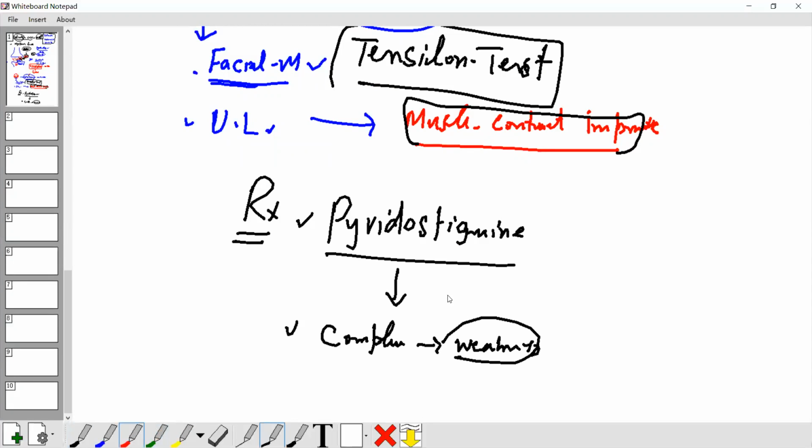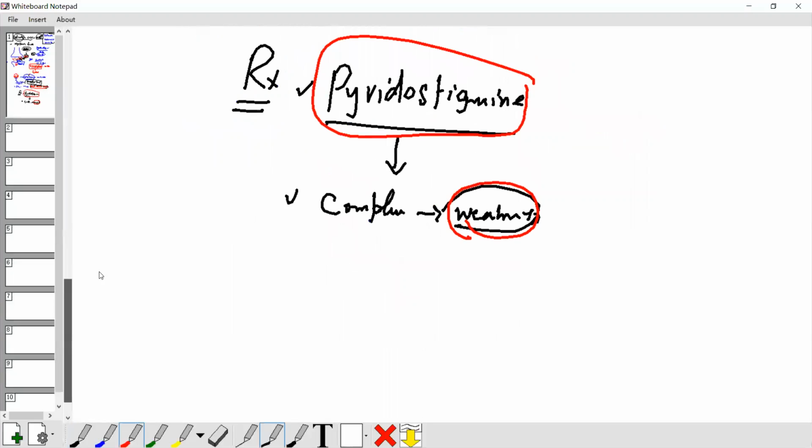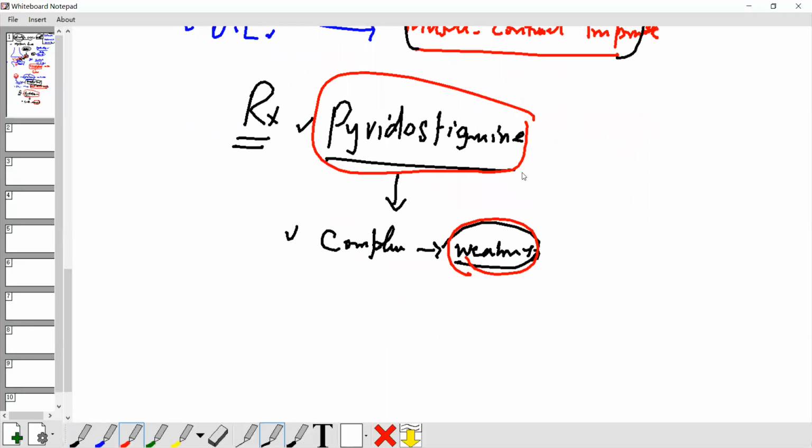Using medication for a few days, okay? 4 or 5 days you give medication. Which medication? Pyridostigmine. Then after a few days the patient again complains of muscle weakness. What happened to the patient now? What are you thinking now? You already gave pyridostigmine. The muscle contraction must have improved.